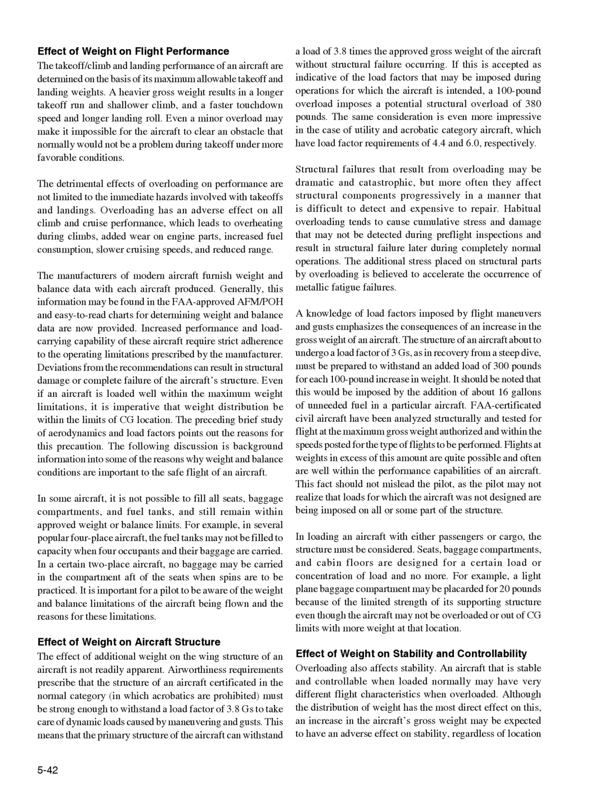Effect of weight on aircraft structure. The effect of additional weight on the wing structure of an aircraft is not readily apparent. Airworthiness requirements prescribe that the structure of an aircraft certificated in the normal category, in which acrobatics are prohibited, must be strong enough to withstand a load factor of 3.8 Gs to take care of dynamic loads caused by maneuvering and gusts. This means that the primary structure of the aircraft can withstand a load of 3.8 times the approved gross weight of the aircraft without structural failure occurring. If this is accepted as indicative of the load factors that may be imposed during operations for which the aircraft is intended, a 100-pound overload imposes a potential structural overload of 380 pounds.